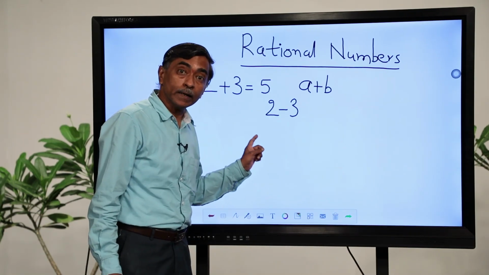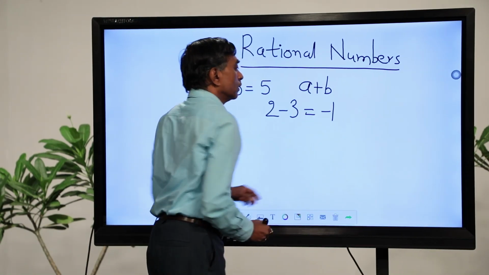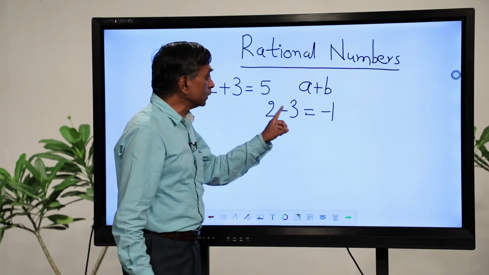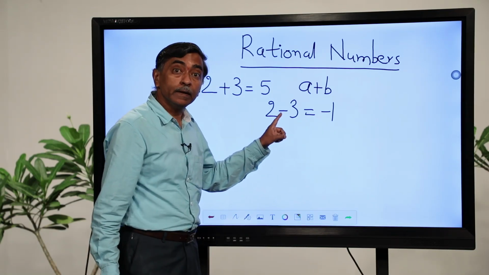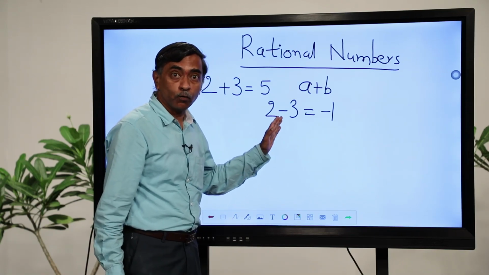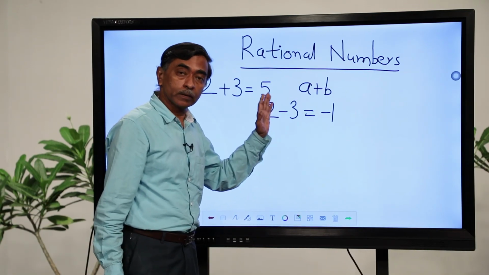But when I take 2 minus 3, will it be a whole number? It will not be a whole number, it will be an integer, in fact a negative integer. This is not a whole number. So, it is not closed under the operation of subtraction. The collection of whole numbers is not closed under the operation of subtraction.